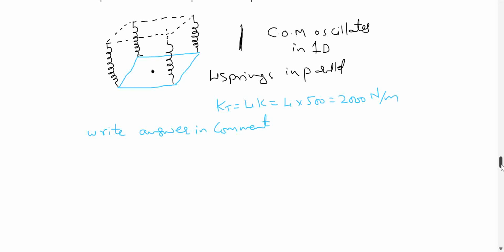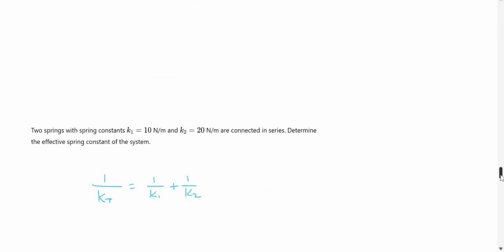Next problem is two springs with spring constants K1 and K2 are connected in series. Then determine the effective spring constant of the system. So this one, 1 by K total or K effective is equal to 1 by K1 plus 1 by K2. So then you can calculate K total from this expression. This is the eighth problem.